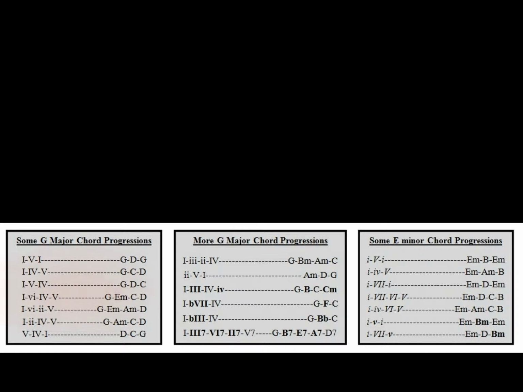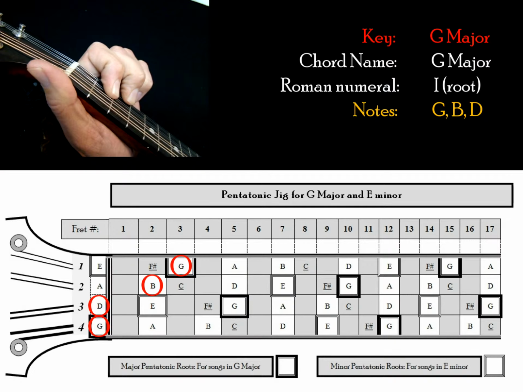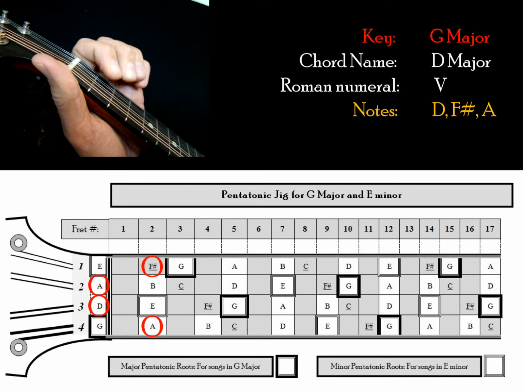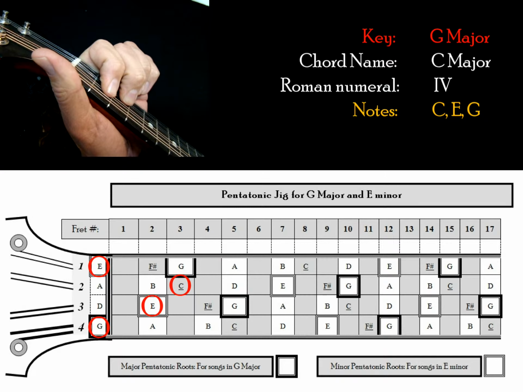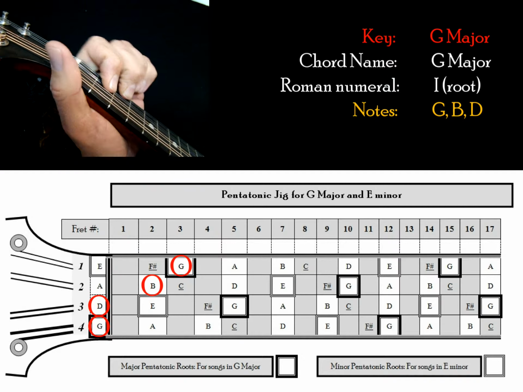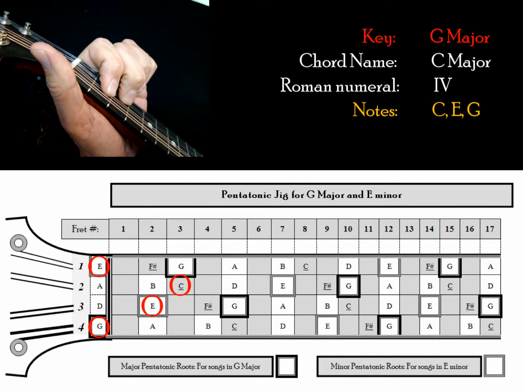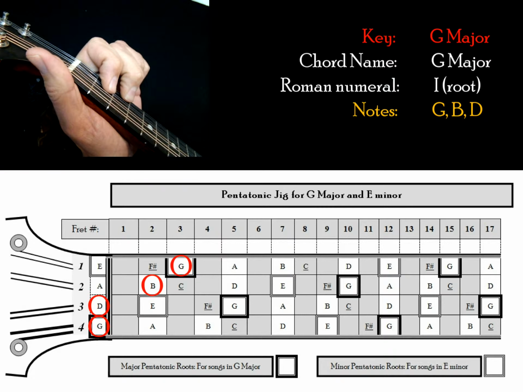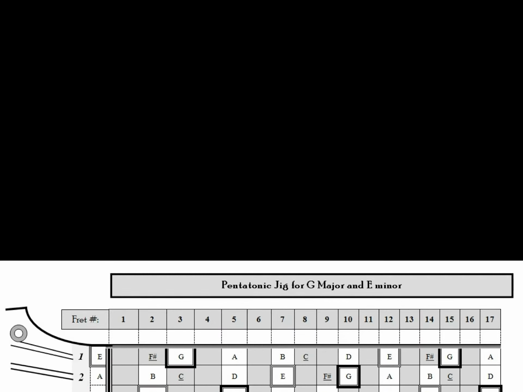Another common progression in any key really, but if we're looking at this progression of 1-5-4 and we look at it in G major, that would be G major, D major, C major. It would look like this: G major, D major, C major, G major, D major, C major, and again resolves back to the G.